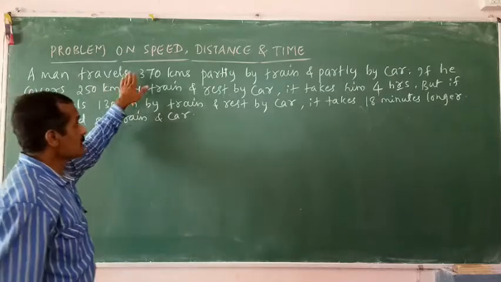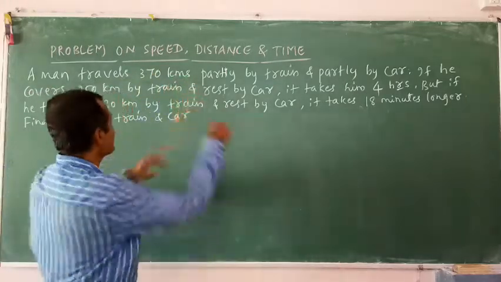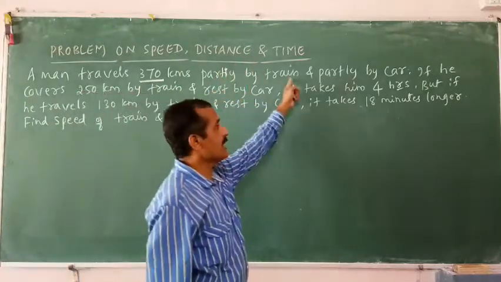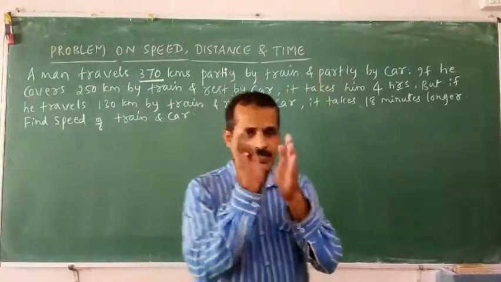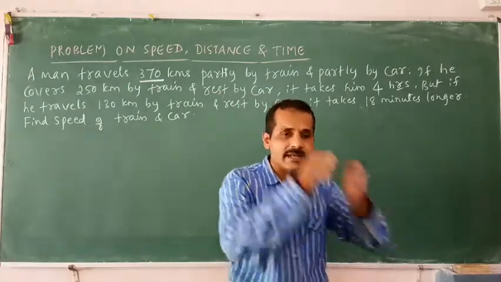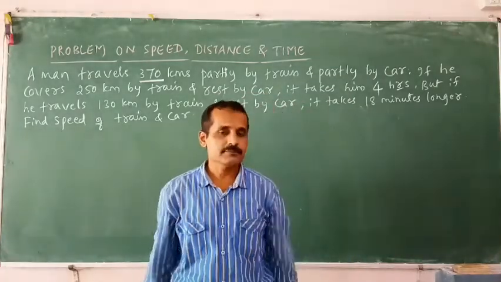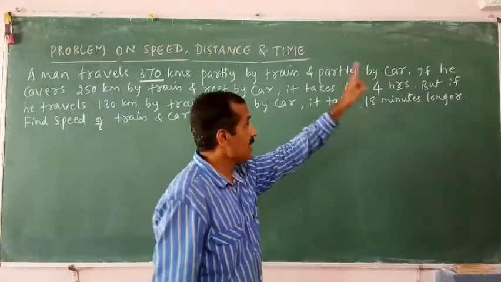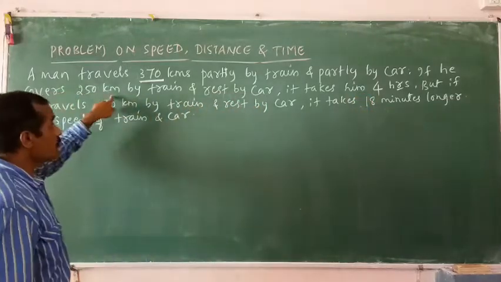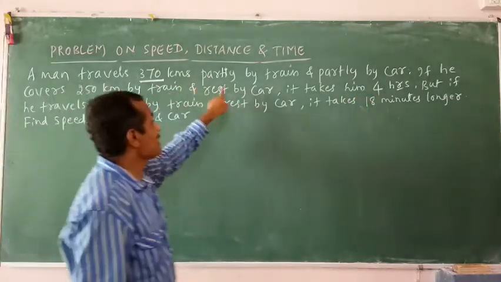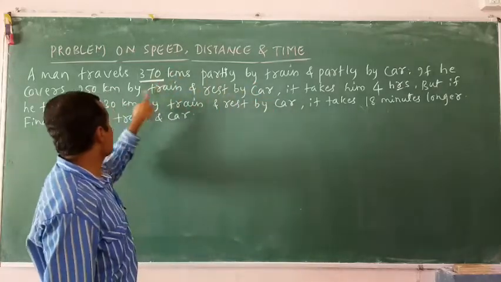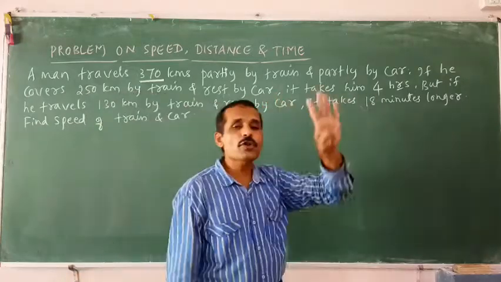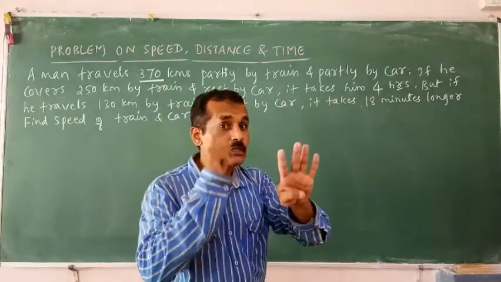A man travels 370 kilometers. This is the total distance traveled by the man, partly by train and partly by car. Out of 370 kilometers, some of the distance he will travel by train and the remaining distance by car. But total distance traveled is 370. The first condition: if he travels 250 kilometers by train and the rest by car, the rest means 370 minus 250, which is 120 kilometers by car. It takes him 4 hours. 4 hours is the total time taken.